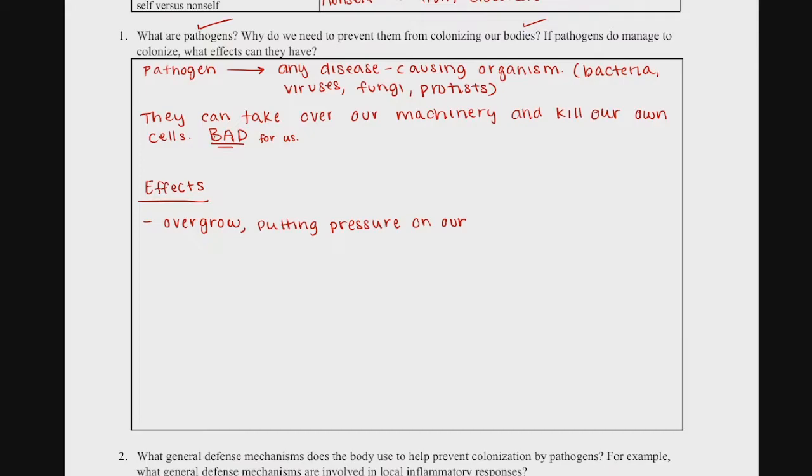I think that parasites do count as pathogens. Sorry, I just had to contemplate.